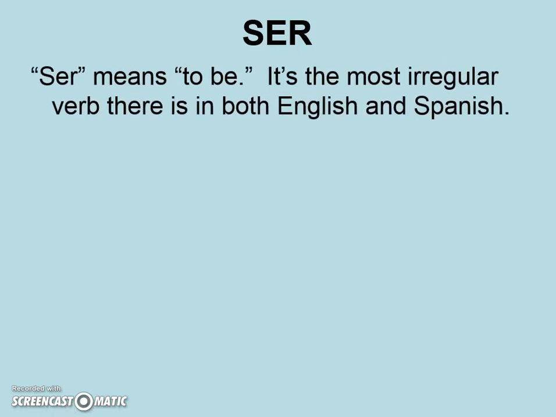Okay, the next important thing in this video, very, very, very, muy importante, is el verbo, the verb ser. Okay? Ser means to be. It is the most irregular verb there is in both English and Spanish, and ironically, we're learning it first because it is one of the most important verbs that you will use in English or in Spanish. Okay? In English, it means I am, you are, he or she is, we are, y'all are, and they are.